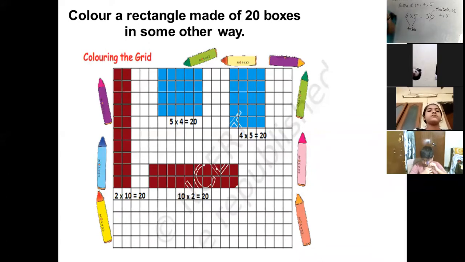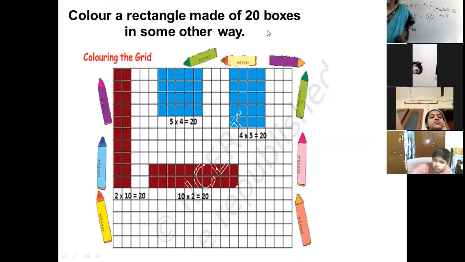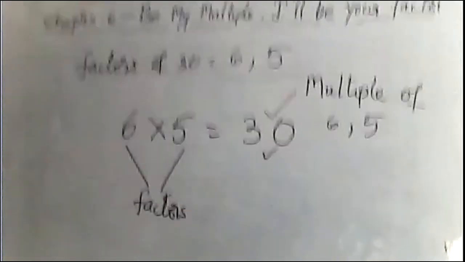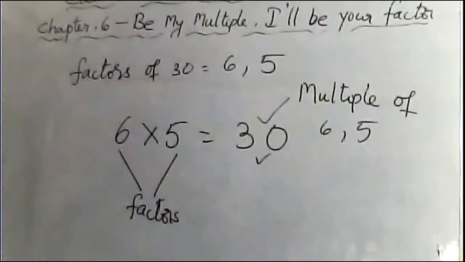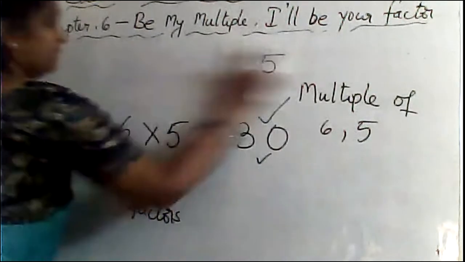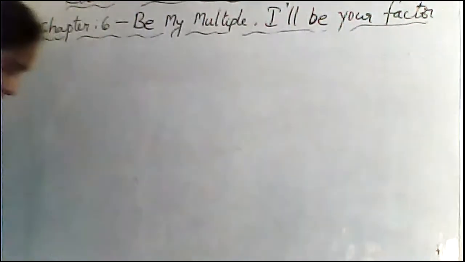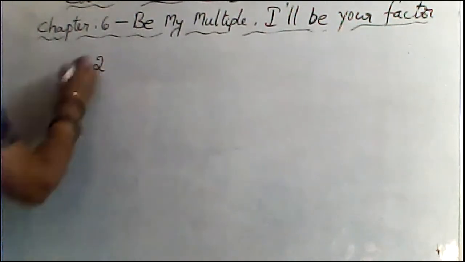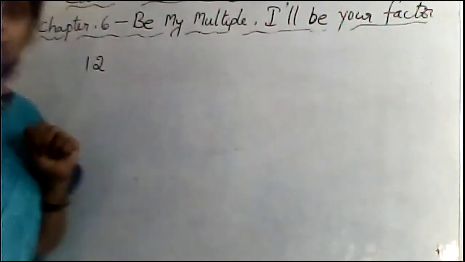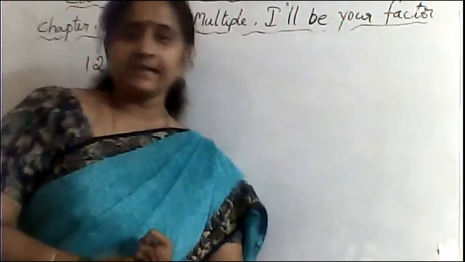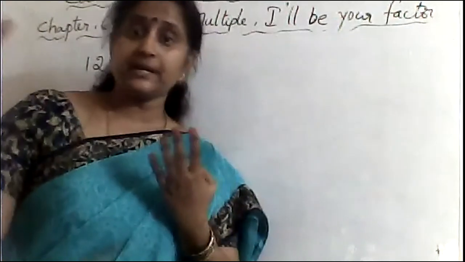Multiples, I told you, are infinite. We have an infinite number of multiples, whereas factors are finite. Finite factors means we have some limit. Suppose I want to write multiples of 12. How can I write multiples of 12? 12 ones are 12, 12 2s are 24, 12 3s are 36, like that I can write so many, up to infinity.